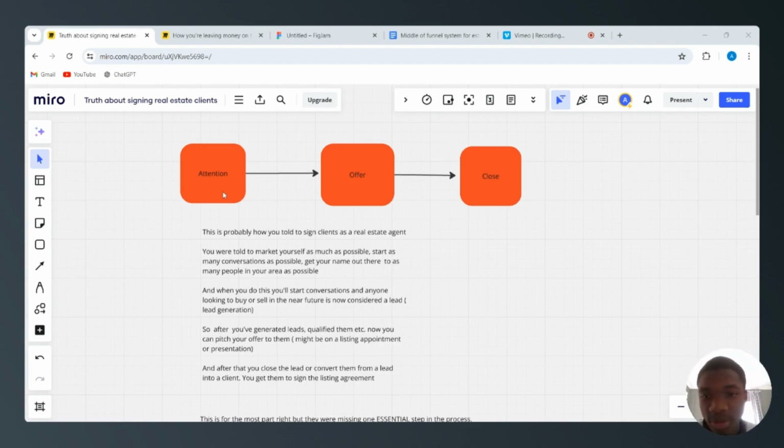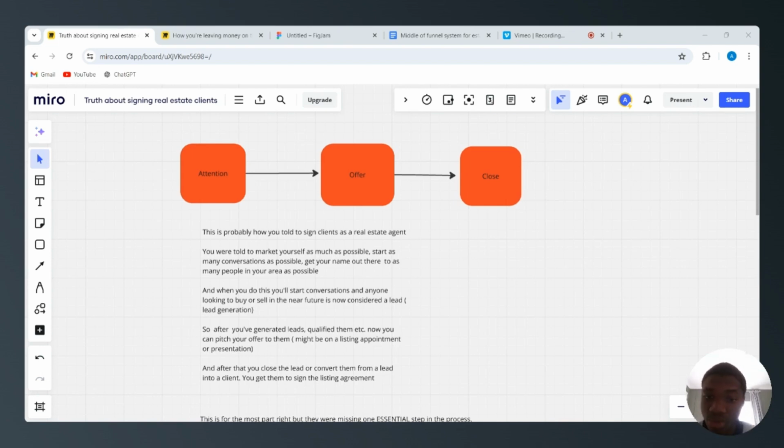So you get attention, and from the attention, you present an offer, and when you present an offer, then you close. This is probably how you're told to sign clients as a real estate agent. You're told to market yourself as much as possible, start as many conversations as possible, and get your name out there to as many people in your area as possible.